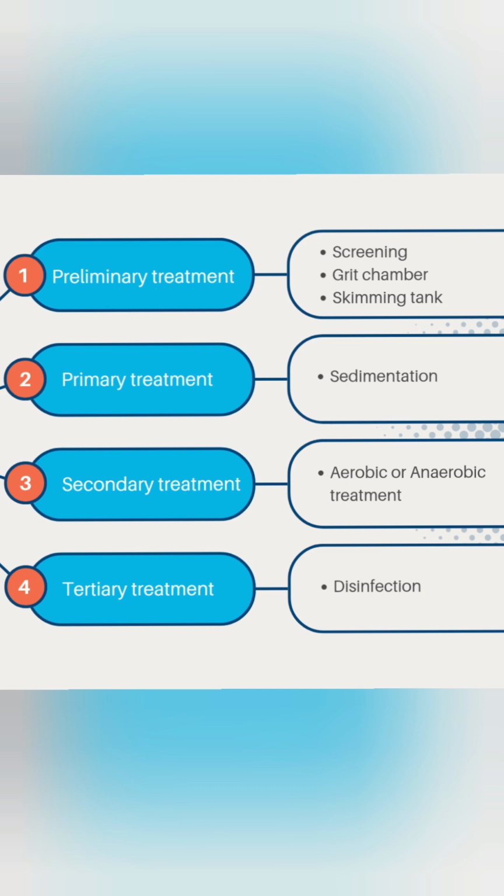So these are the 4 steps involved in sewage treatment. So don't get confused with step 1 and step 2. Step 1 is the preliminary treatment and step 2 is the primary treatment.